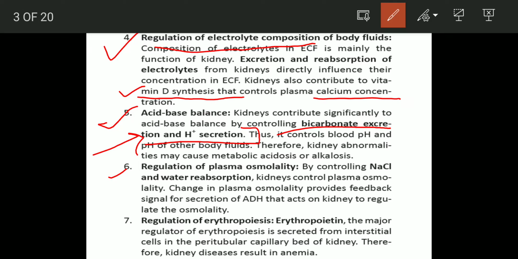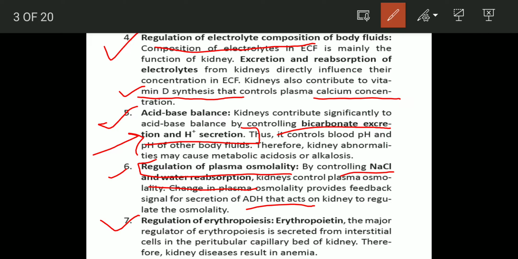Now coming to the 6th point here, it also plays a role in regulation of plasma osmolality. So this regulates the plasma osmolality by controlling the sodium chloride and water reabsorption. This sodium chloride and water reabsorption is basically by the antidiuretic hormone. You people have studied about the antidiuretic hormone in endocrinology, so I hope that this helps you.